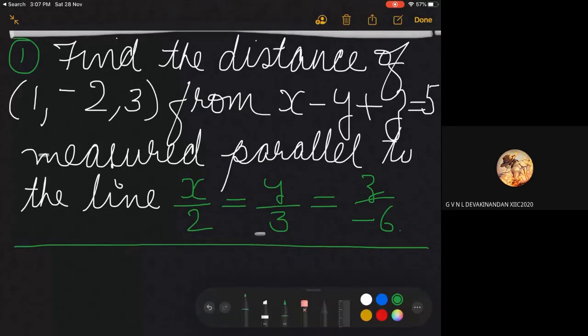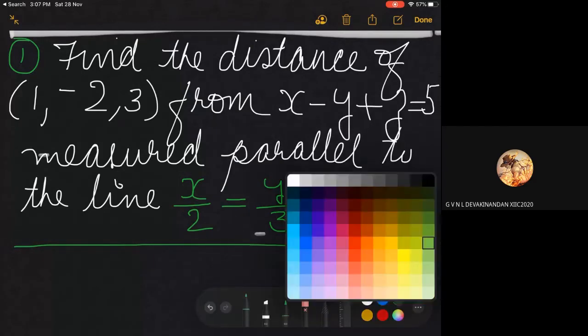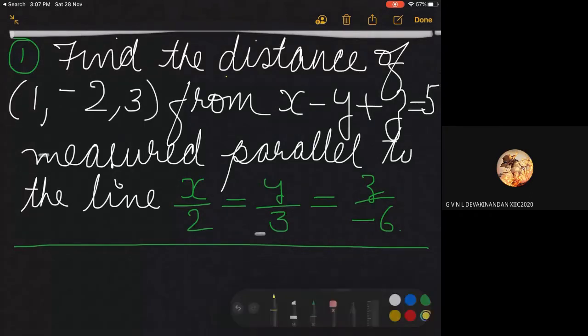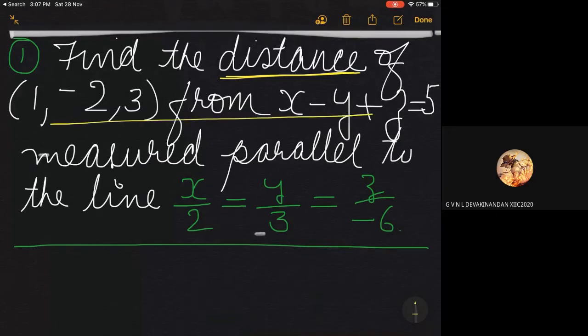Whenever you get a question, you have to first analyze it: what you have to find out, and what is given in the question. Given means a condition given in the question. These two things you have to discriminate. The first part is you have to find the distance of a point from a plane. Then the second part is a condition on how you have to measure it. That condition is given: measured parallel to this line.